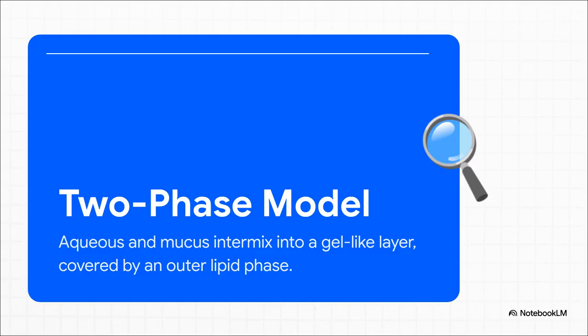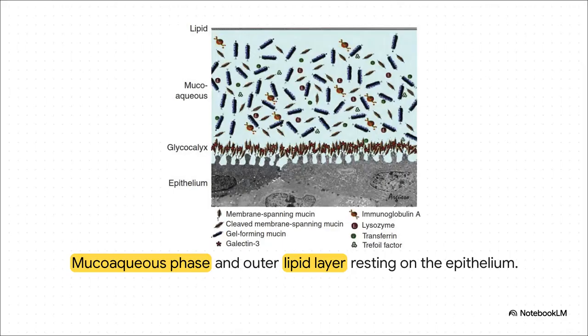The modern, highly testable framework that you absolutely must understand is the 2-phase model. In this model, the aqueous and mucus intermix into a single gel-like layer known as the muco-aqueous phase, and this whole thing is covered by an outer lipid phase. So let's orient ourselves to exactly how this actually looks biologically. Down at the base there, that is your corneal epithelium. Now, the ocular surface is naturally highly hydrophobic, right? It totally repels water.